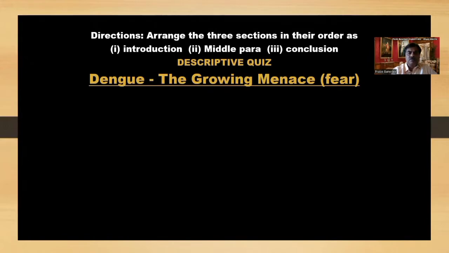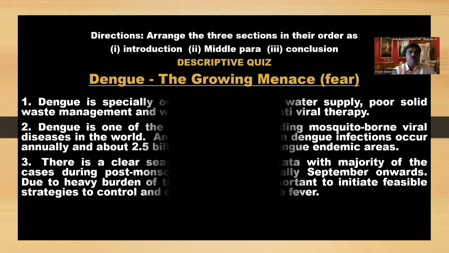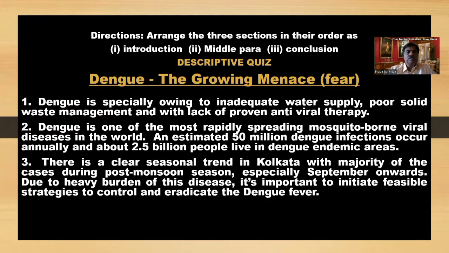Dengue, the growing menace. Dengue, the growing fear. Okay. Your sections are coming here. In section number 1, dengue is spreading especially owing to inadequate water supply, poor solid waste management, and lack of proven antiviral therapy. Number 2, dengue is one of the most rapidly spreading mosquito-borne viral diseases in the world. An estimated 50 million dengue infections occur annually, and about 2.5 billion people live in dengue endemic areas.